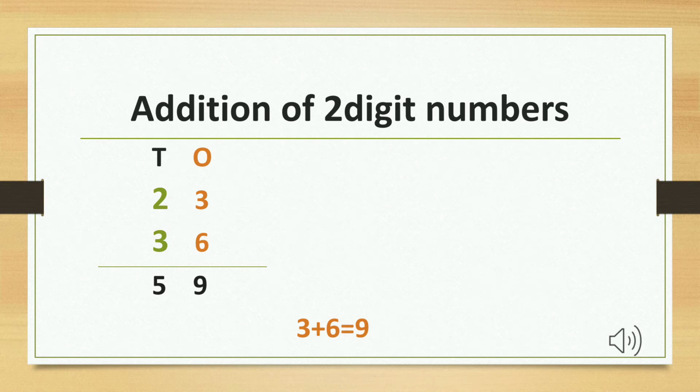Now let's learn addition of numbers without carryover. First of all, we will write the numbers in the column form as we have written here 23. In 23, we write 3 under the ones column and 2 under the tens column. In the same way, 36, we write 6 under the ones column and 3 under the tens column. Now we will add them. First we will add the ones value and then we will add the tens value.